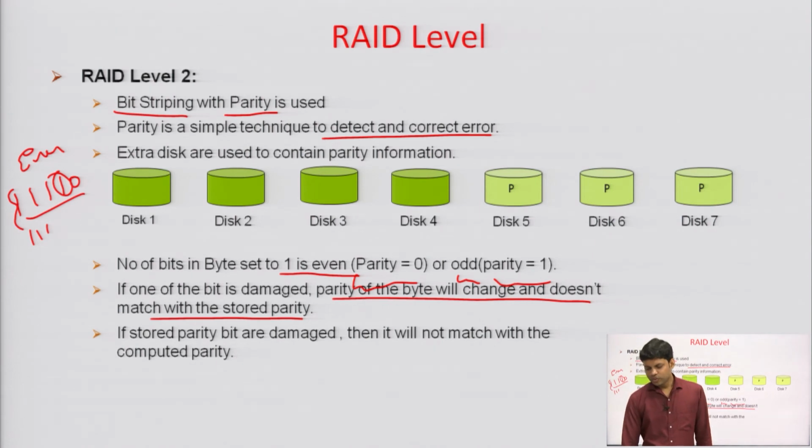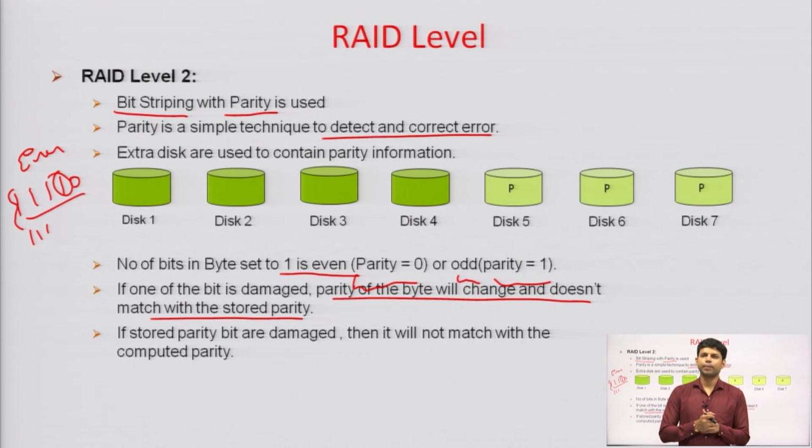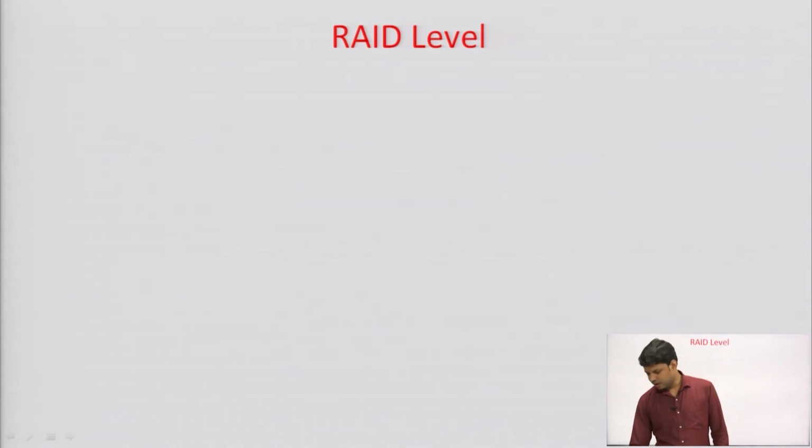If the stored parity bit is damaged, for example while copying, then it will not match the computed parity. So, we can detect the error if some error has happened while transferring the data.